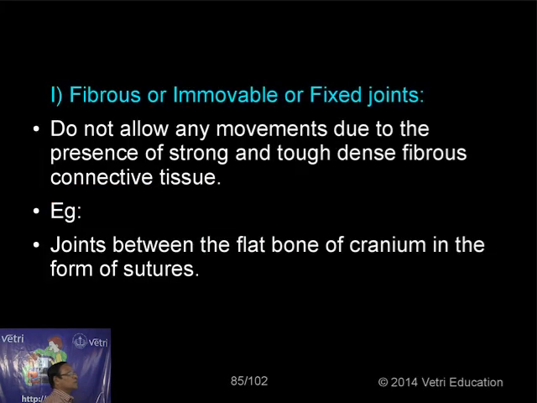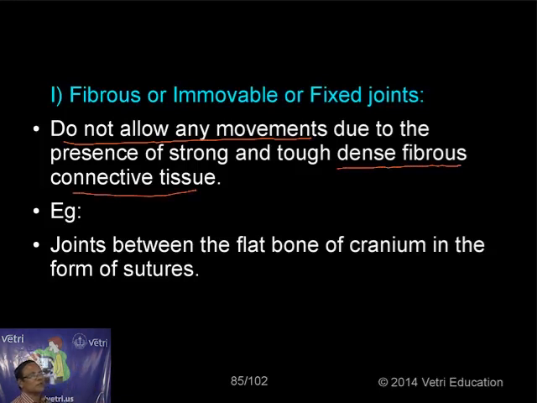Now fibrous joints or immobile joints are fixed joints. An example is between the cranial bones, which are joined together by fibrous tissue. These joints do not allow any movement due to the presence of strong, dense fibrous connective tissue, like ligaments and tendons. For example, the zigzag lines in the case of cranial bones are joints which are joined together by means of dense fibrous connective tissue.